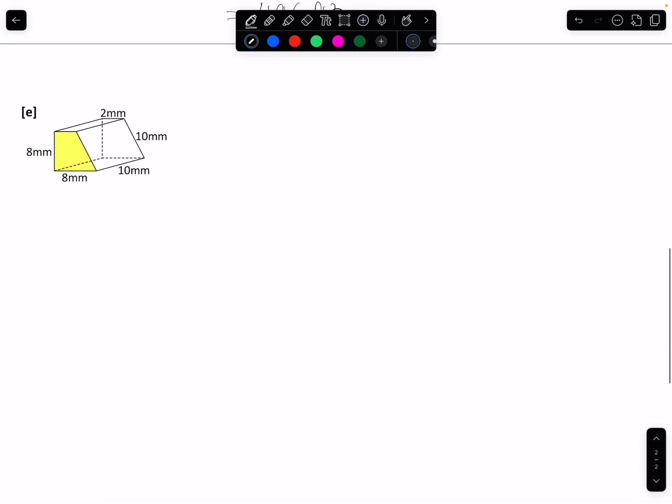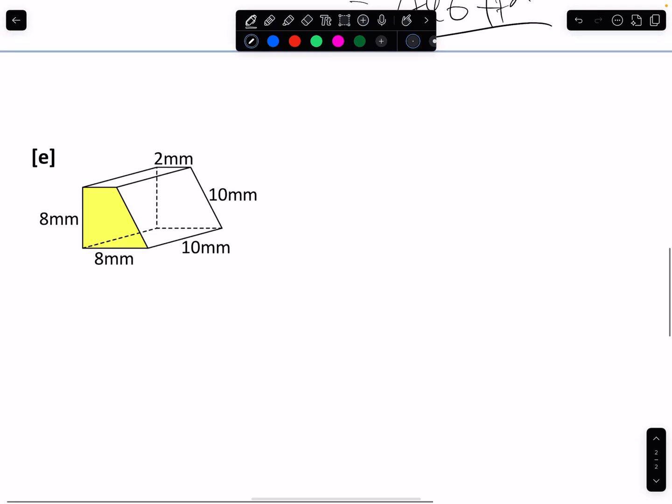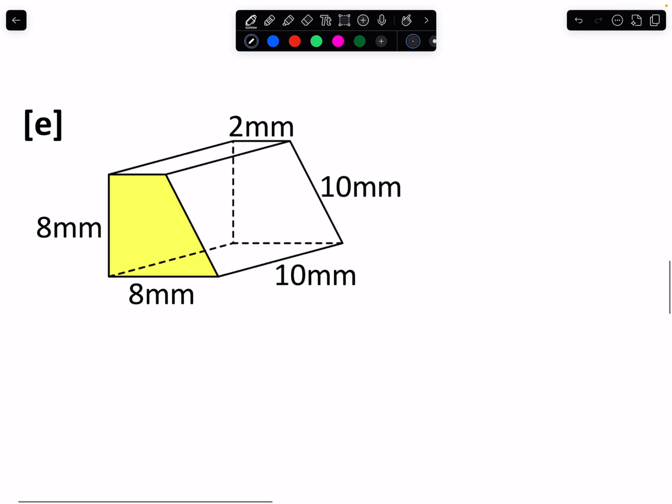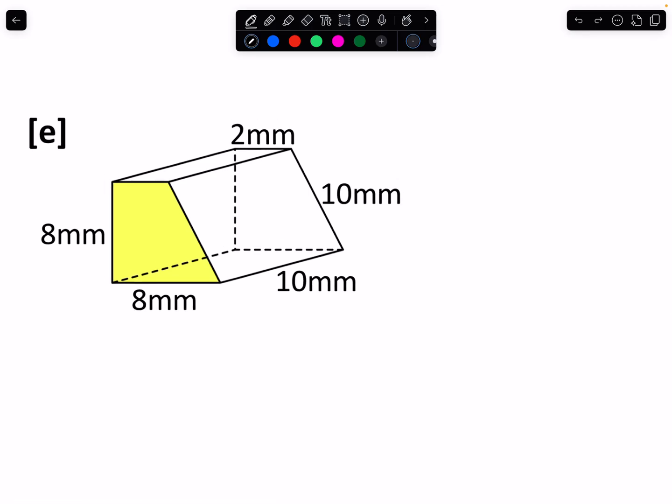All right. So, first things first, let's name the prism. So, naming the prism, again, we're going to be looking at this front face. Now, what shape is that front face? This one confuses a lot of people, but it is a trapezium. So this is called a trapezoidal prism.